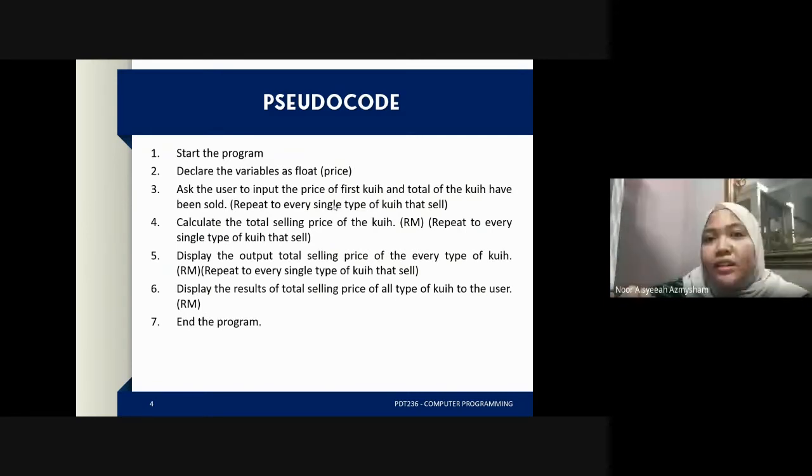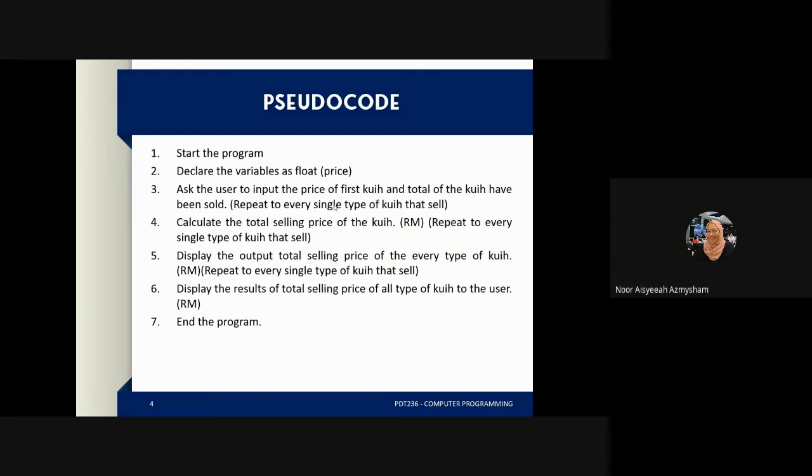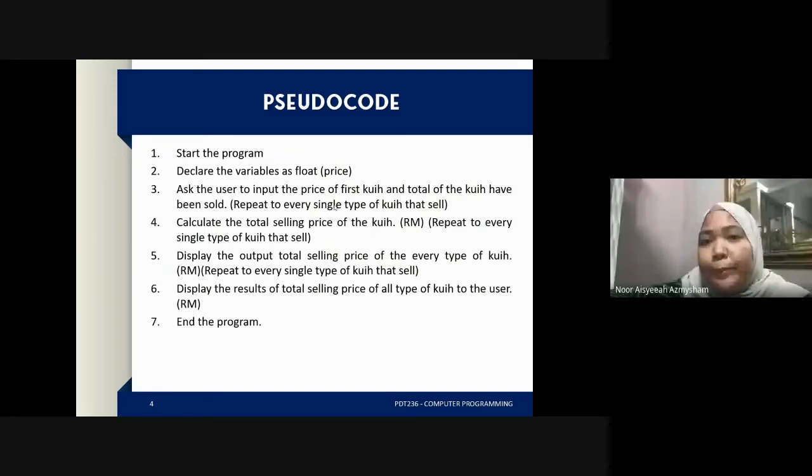And then we calculate the total selling price of the kueh. Also, we repeat this for every single type of kueh that the seller sells. And then we display the output of the total selling price of every type of kueh. Also, we need to repeat this for every single type. And then last, we display the result of the total selling price of all types of kueh. Lastly, the program ends.